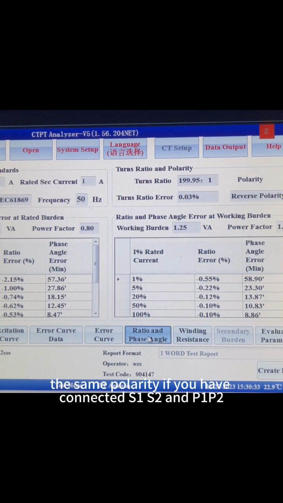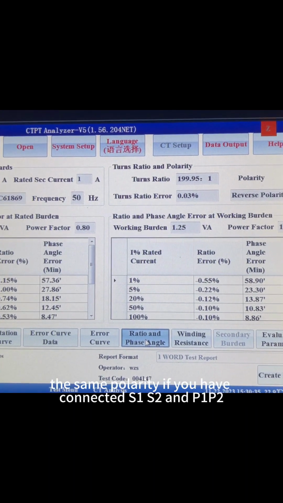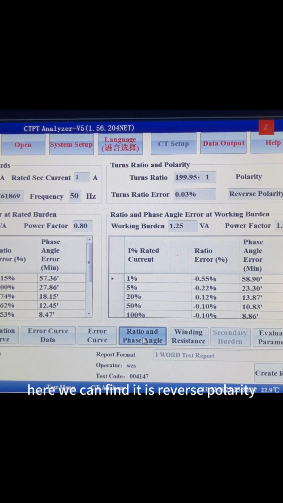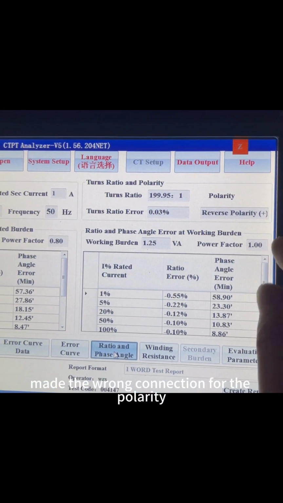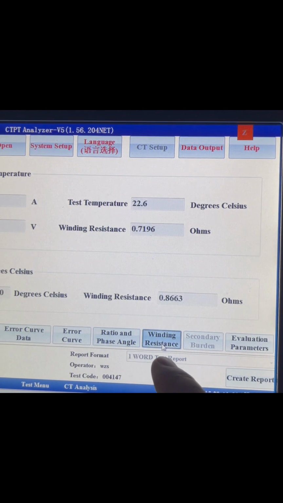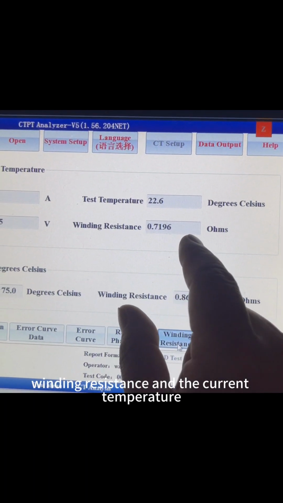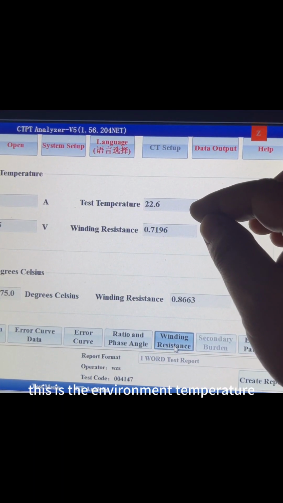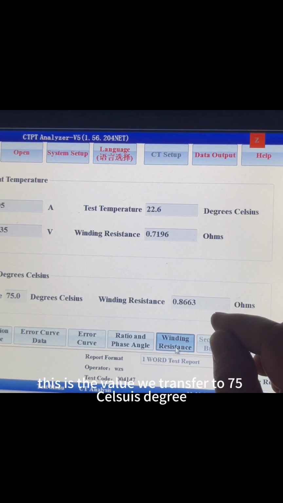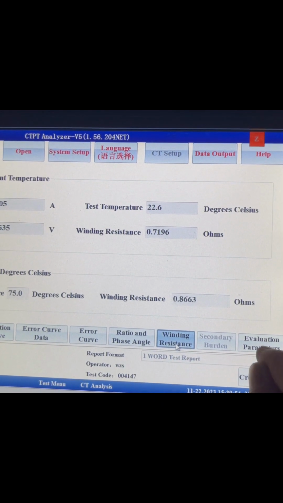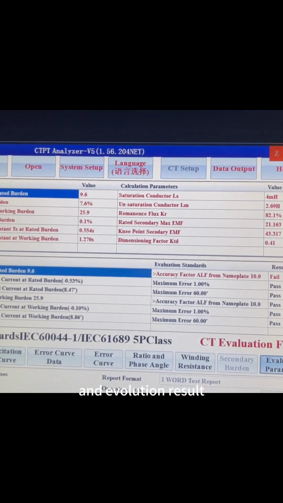If you have connected S1, S2 and P1, P2, here we can find it is reversed. That means we have made a wrong connection for the polarity. Winding resistance at the current temperature. This is the environment temperature when we conducted the test. This is the temperature converted to 75 degrees. And the evaluation result.